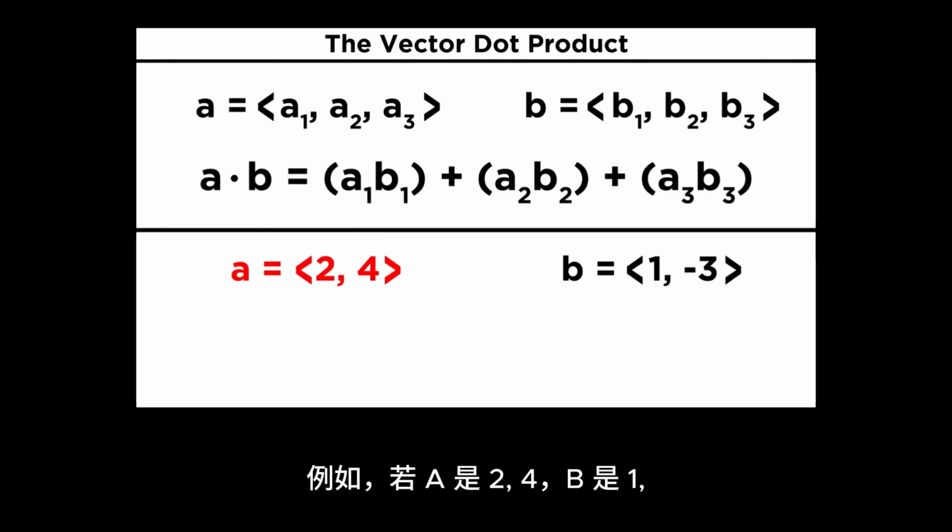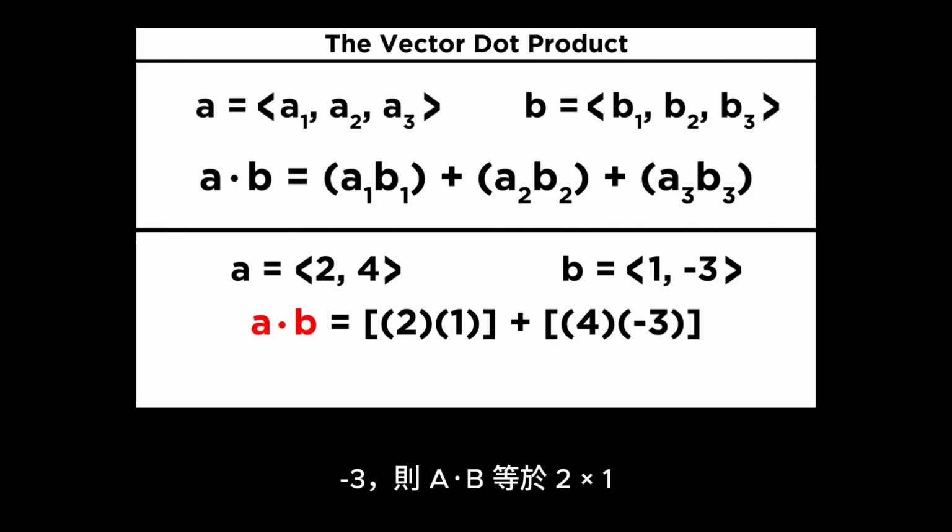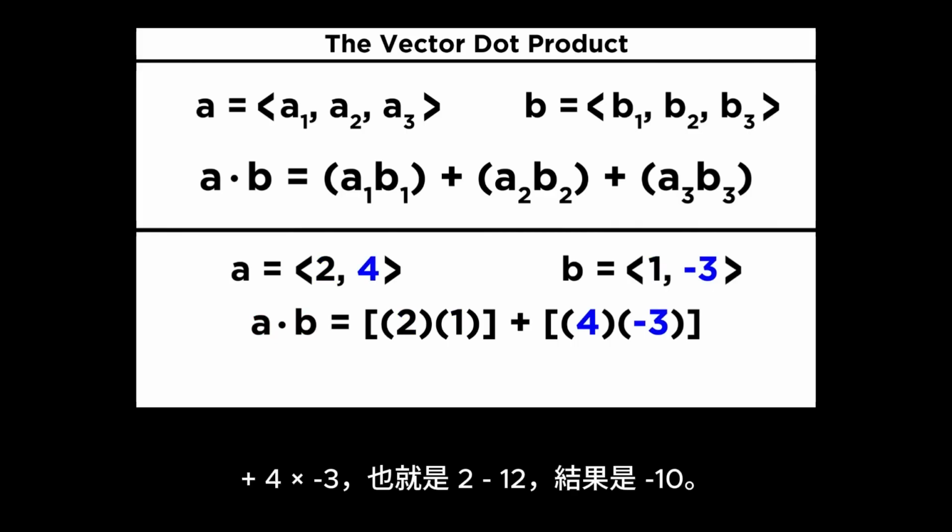For example, if a is 2, 4, and b is 1, -3, then a dot b is equal to 2 times 1 plus 4 times -3, or 2 minus 12, which gives us -10.